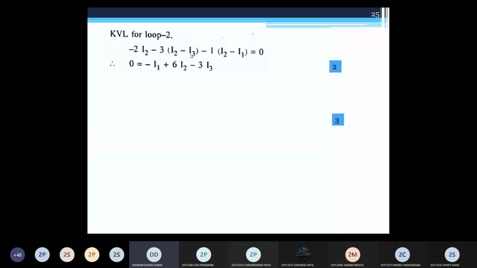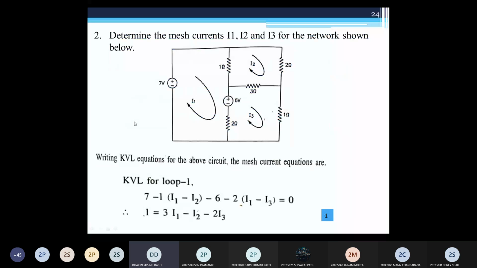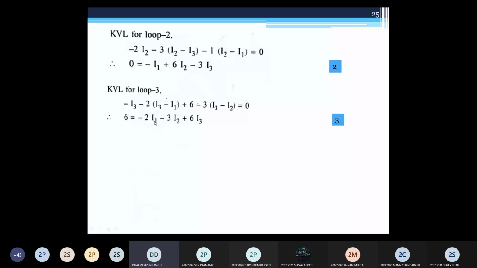Yes, sir. Okay. The third equation is for loop 3. Here we have only one voltage source, which is 6 volt. So 6 volt is equal to minus 2I1 minus 3I2 plus 6I3. But then how much is the answer?